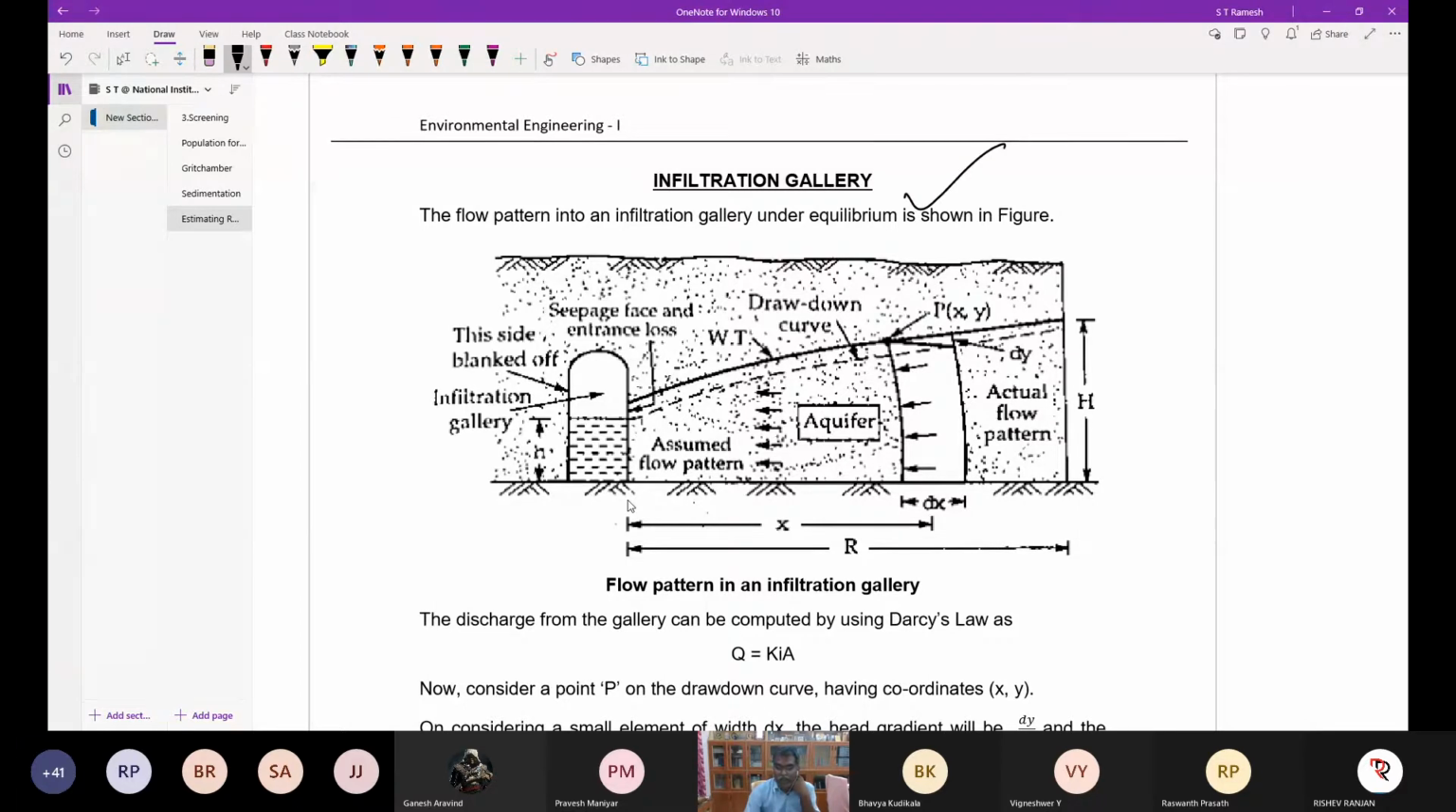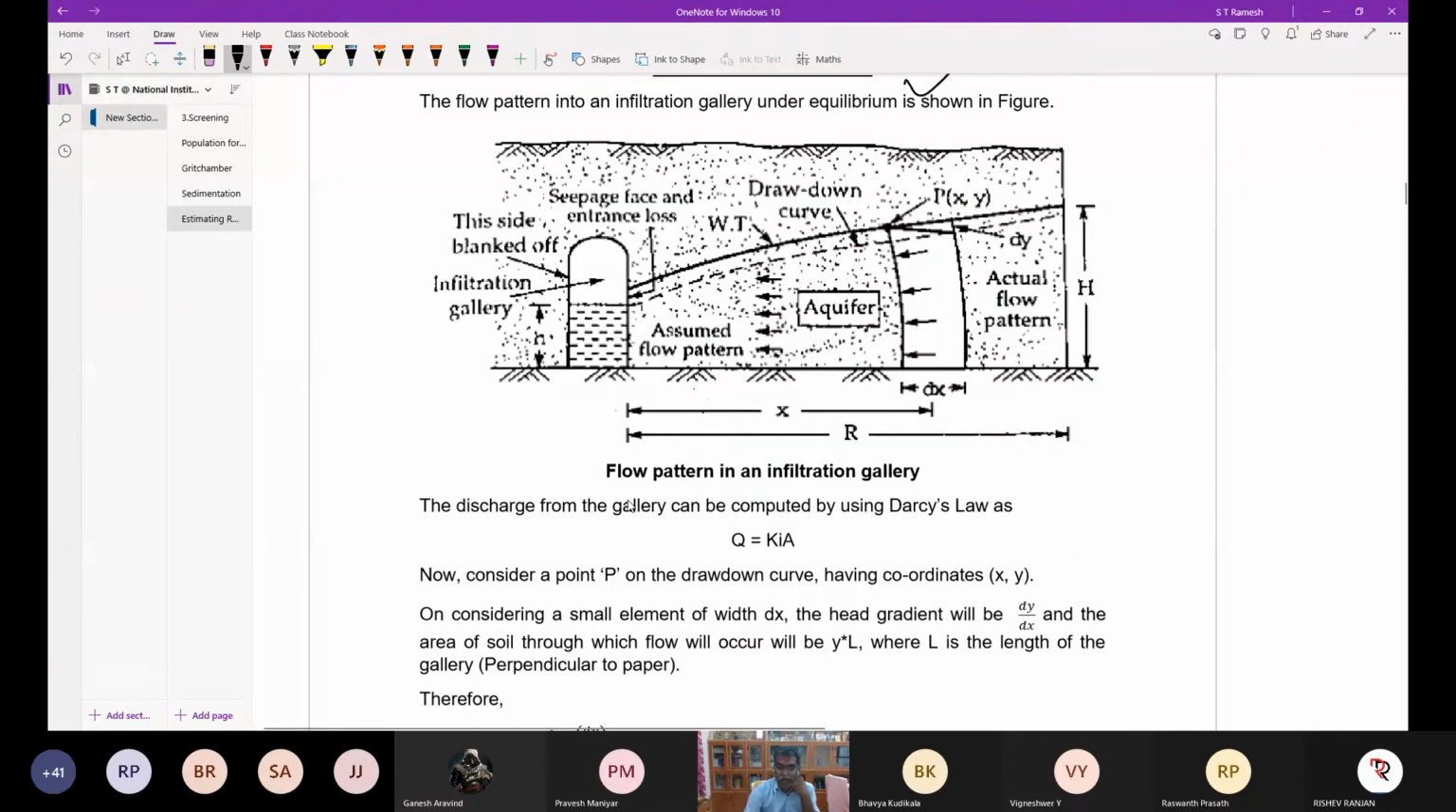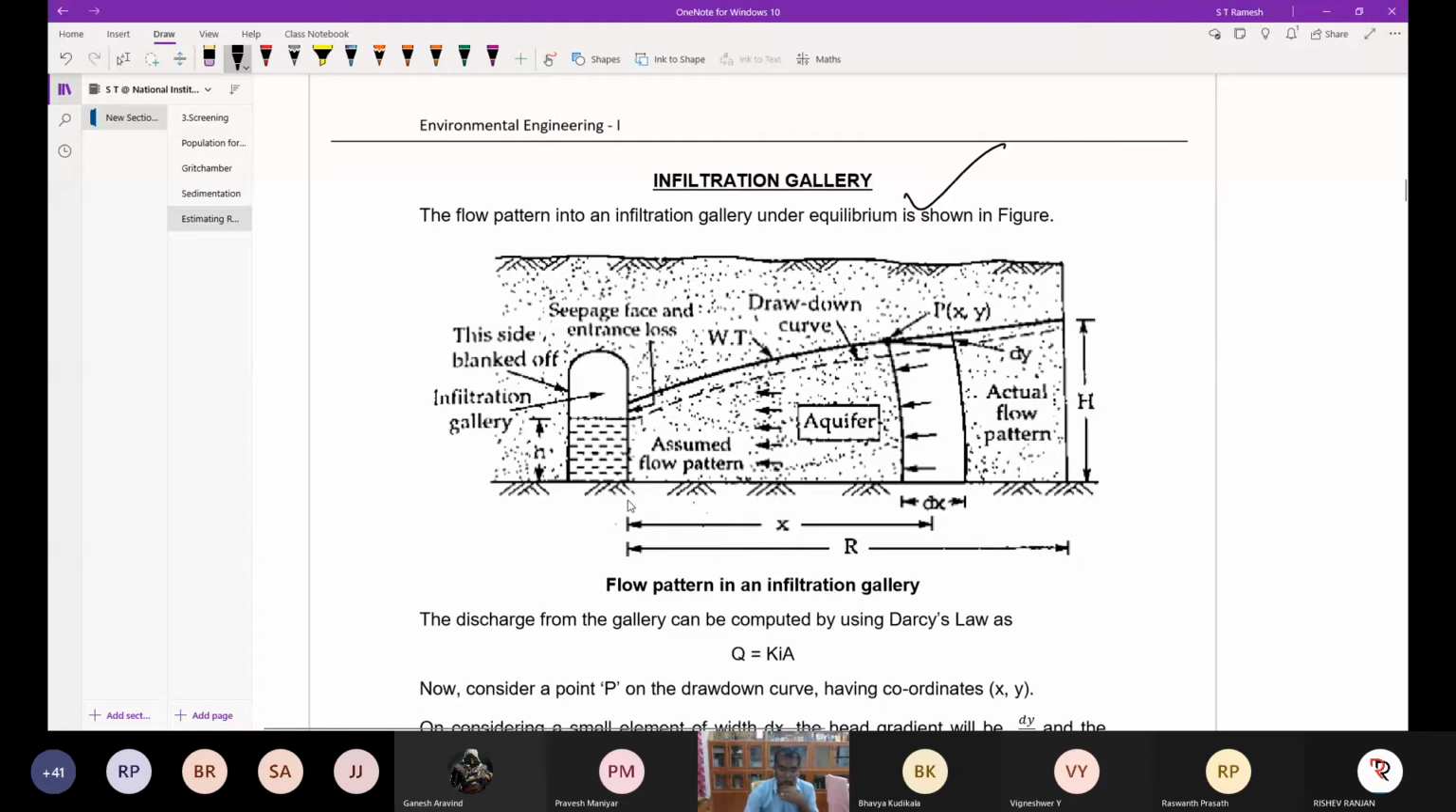Okay, infiltration gallery. So what is the definition of infiltration gallery? Somebody can throw light on that. What is infiltration gallery? By looking into the diagram, you can also mention what is infiltration gallery. Come on, quick. What is infiltration gallery?